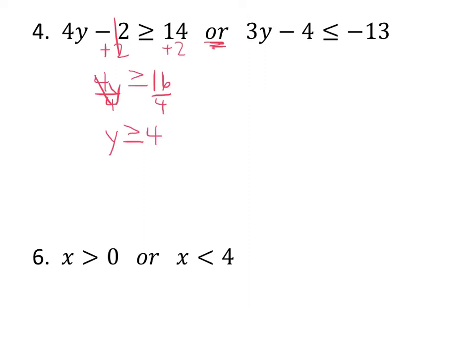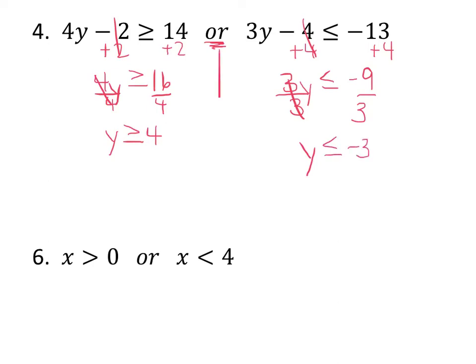Over here, I'm going to add 4 to both sides first. 3y is less than or equal to -9, and then divide both sides by 3. Y is less than or equal to -3. So I'm going to bring down that or statement. Y can be greater than or equal to 4, or y can be less than or equal to -3. So let's see what that looks like when we graph it.